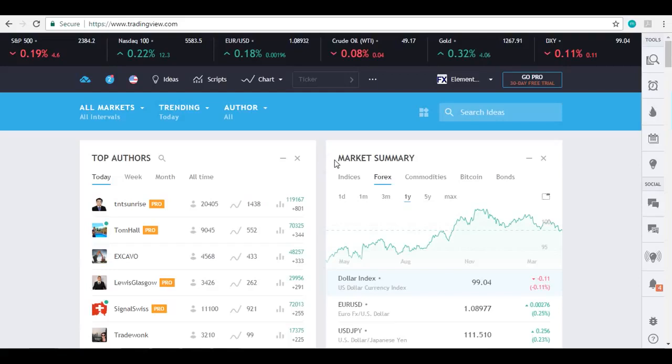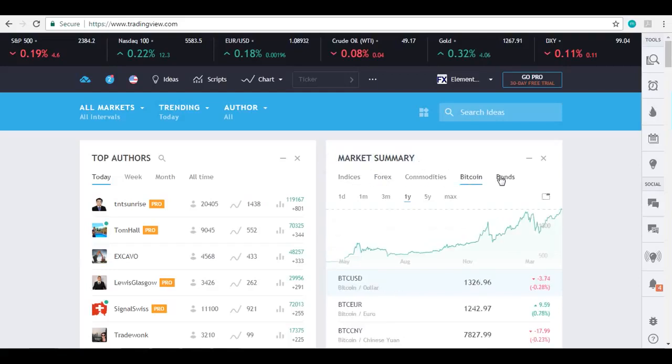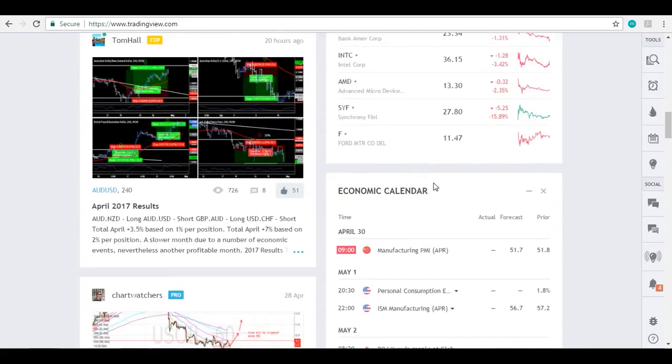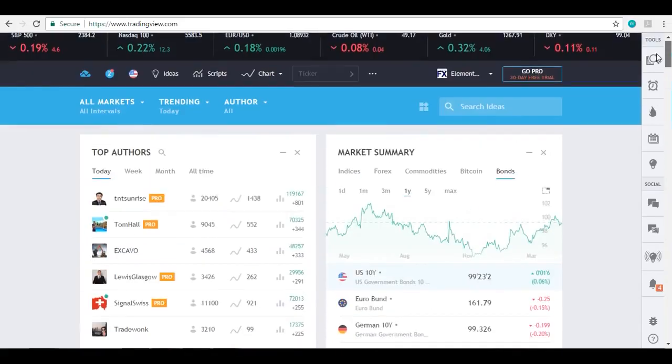If you look to the right, you can see that we have a market summary for indices, Forex, all the way up to Bitcoin and bonds. And if you were to scroll down, you can see that we have an economic calendar, which is quite important because you want to look for potential periods where you don't want to be involved in the market because of news releases. So this is something you want to keep an eye out for before you place your orders or analyze any charts. So this is the home page of TradingView.